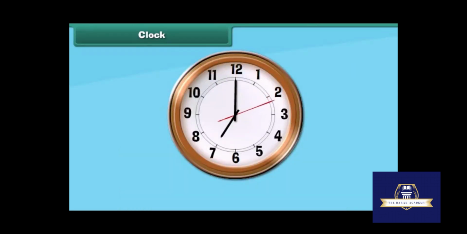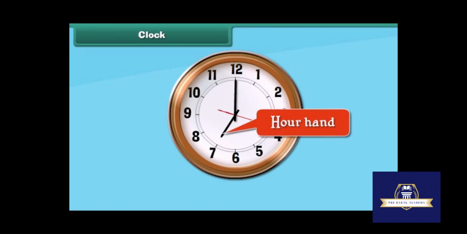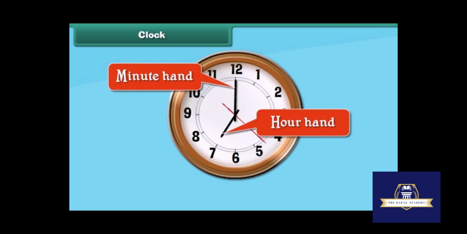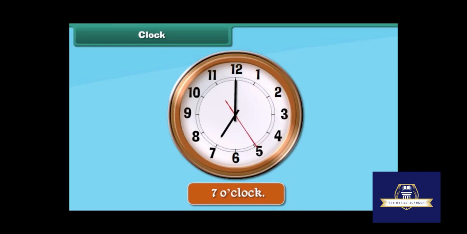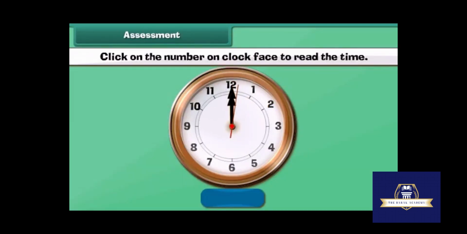Look at the hour and the minute hand in the clock. Here the hour hand is at 7 and the minute hand is at 12. Therefore, we refer the time as 7 o'clock. Again, the hour hand is at 12 and the minute hand is at 12. Therefore, we refer the time as 12 o'clock. Click on the number on clock face to read the time.